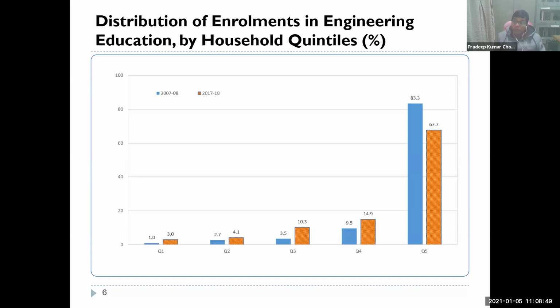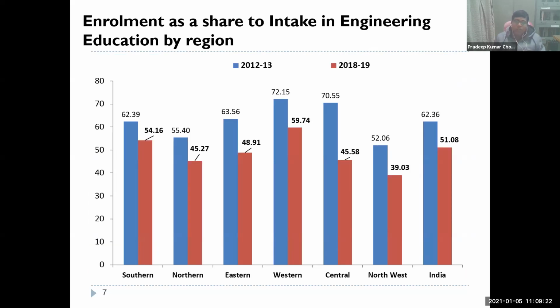And if you see Q1, the poorest quintile, the poorest households, only 3% are accessing engineering education even today. So there is an increase in enrollment in engineering institutions even from poor households, but even that is low, only 3%. It has improved over the decade between 2007-8 and 2017-18, but the increase is small, only 2 percentage points. It was 1% in 2007-8, and it increased to 3% in 2017-18. So that is another important concern that we need to think about.